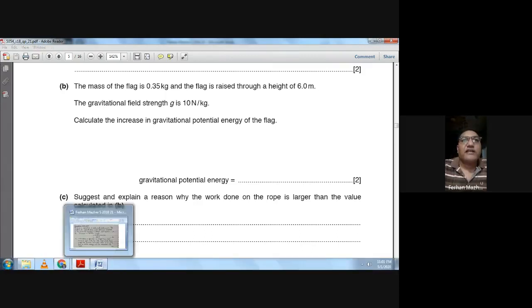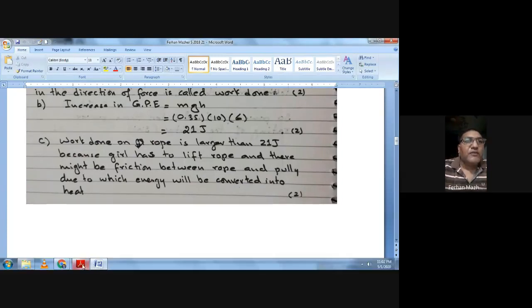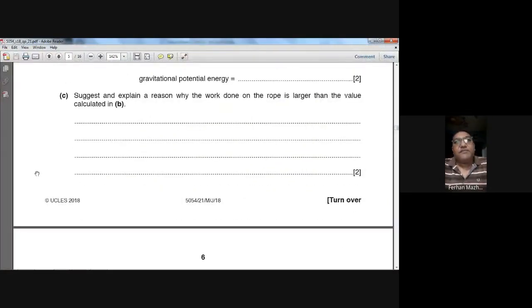I have done this numerical also. On your screen, can you see question number 4, B part? Increase in the gravitational potential energy is equal to mgh, 0.35 into 10 into 6, and the answer will be 21 joules. It's a 2-mark numerical, a famous concept on which numericals come in paper. I hope it is clear to you. Okay, so we are moving to the next part, which is question number 4, C part.